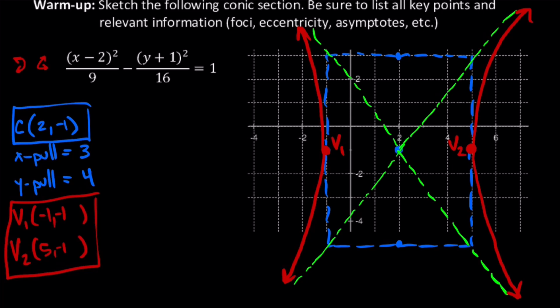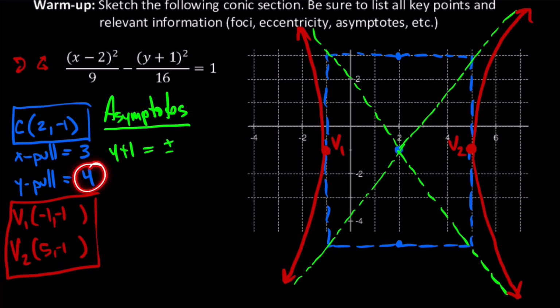I'm going to get the equations of the asymptotes first, just because I don't need to do a whole lot. The equation of that line is going to be y plus 1. Remember, I get it right from the standard form equation, equals plus or minus y pole over x pole. I mean, you can count and find slope that way, but we don't actually need to use the graph to get it. So that's going to be 4 over 3 times x minus 2.